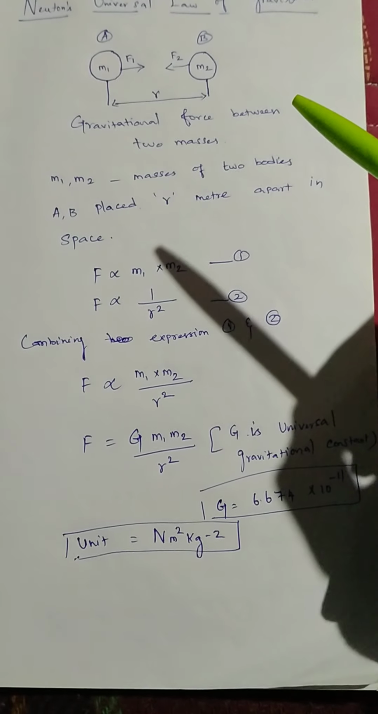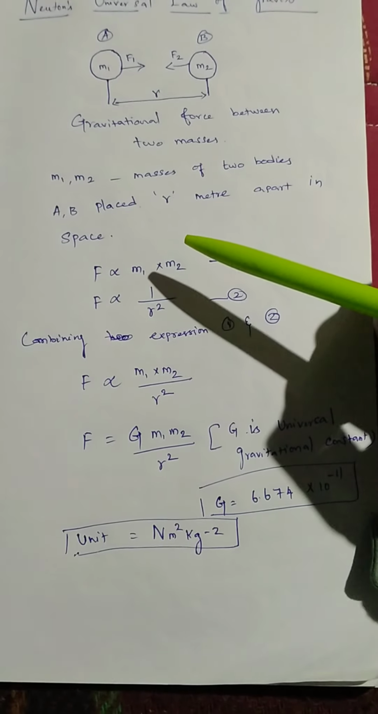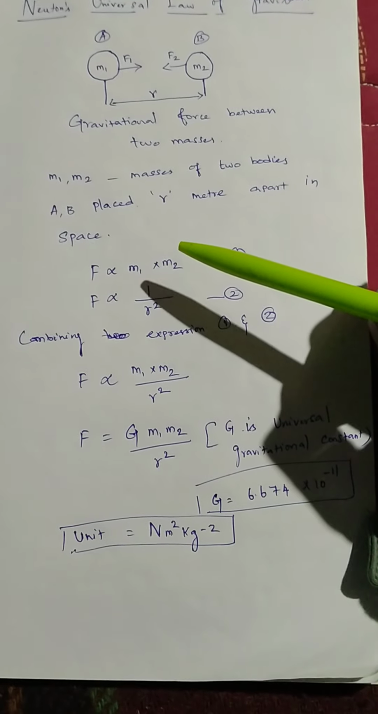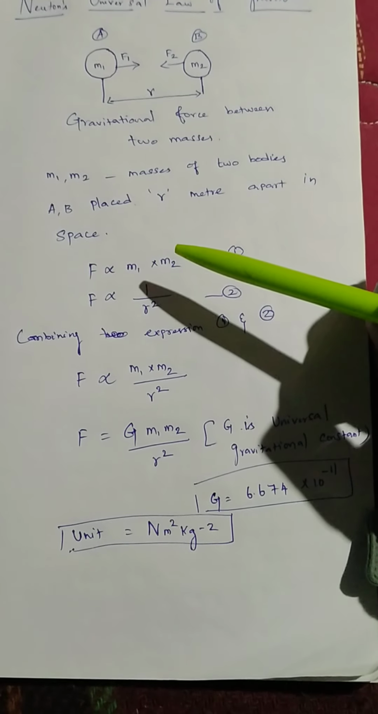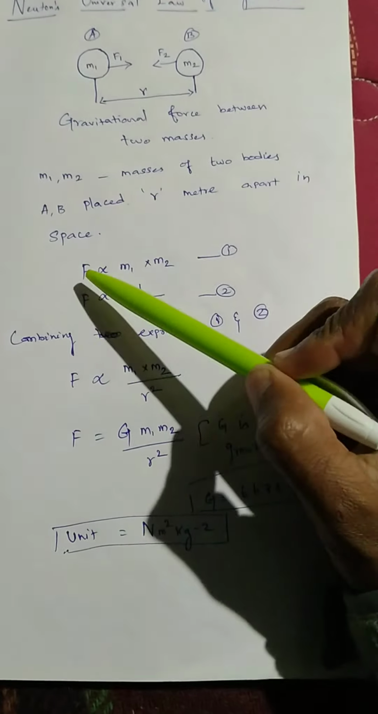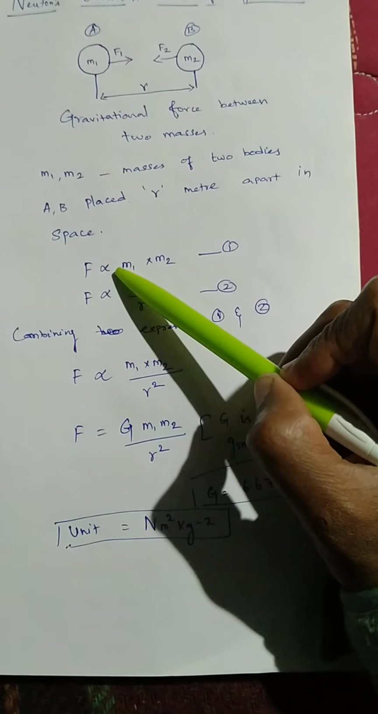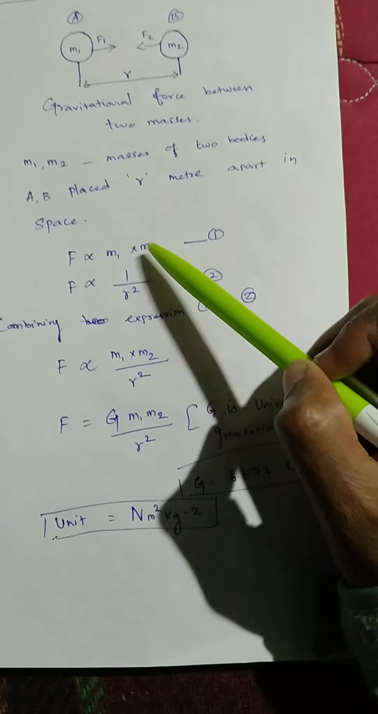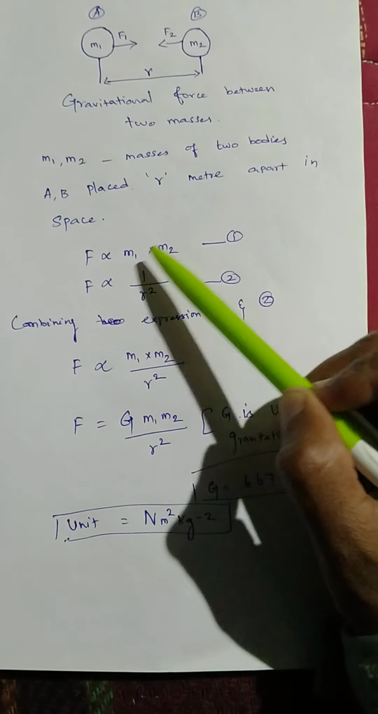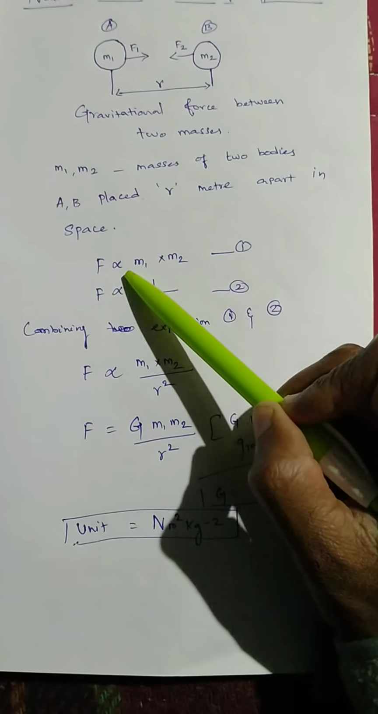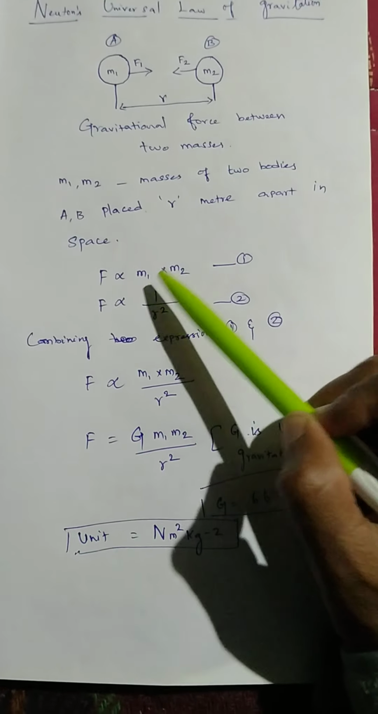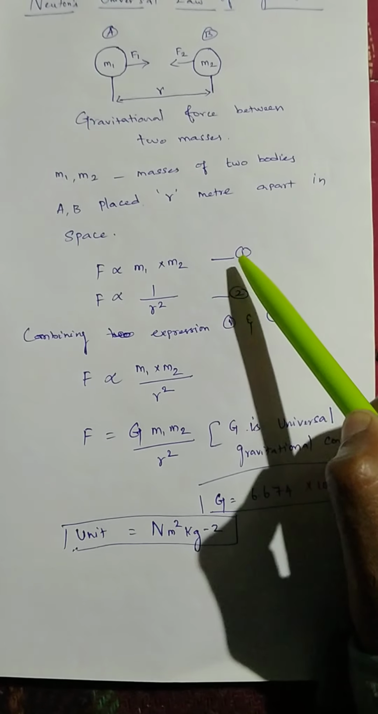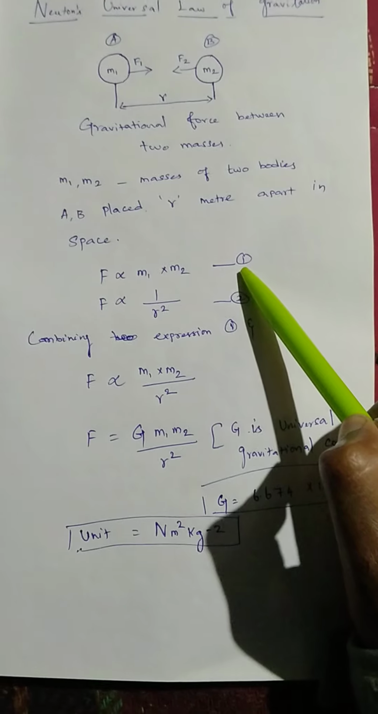What is the first point of the definition? Every particle of matter in the universe attracts every other particle with a force. This force is directly proportional to the product of their masses. What are the masses? m1 and m2. So the force is directly proportional to m1 and m2. Keep this as equation number 1.